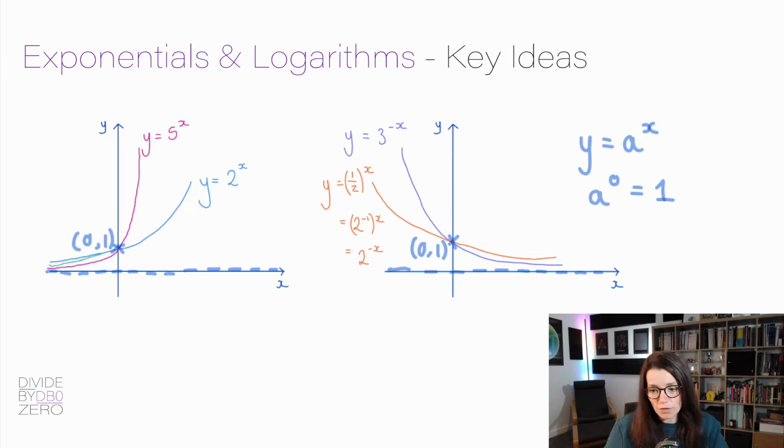I'm just going to add another graph in here. This is going to be y equals e to the power of x, where e is Euler's number. e is a special number that's roughly equal to 2.71828. It has special properties.